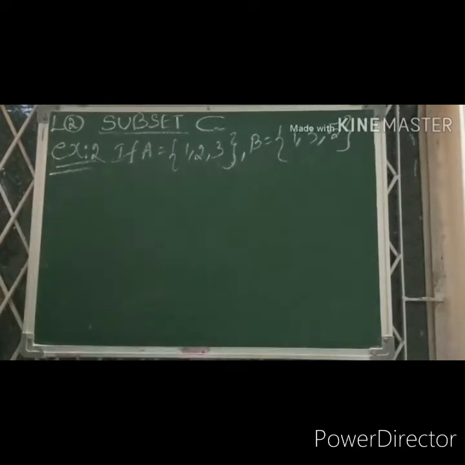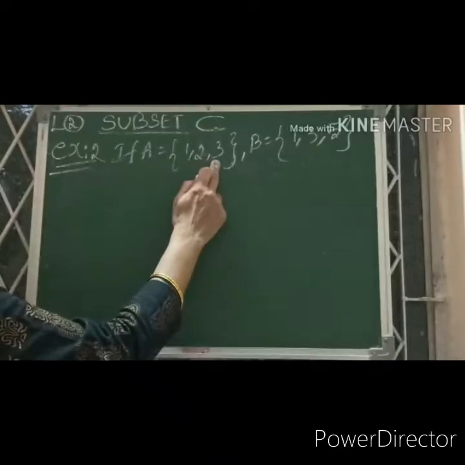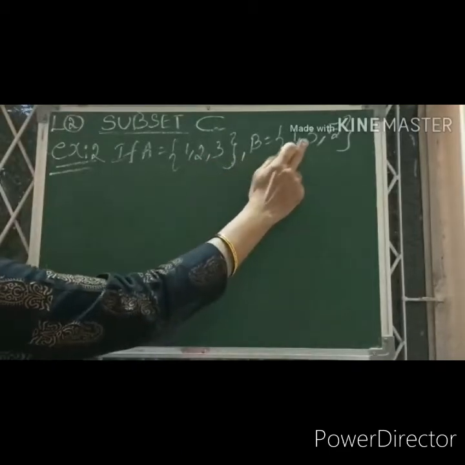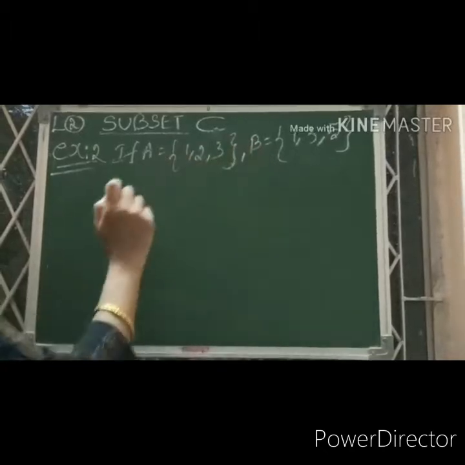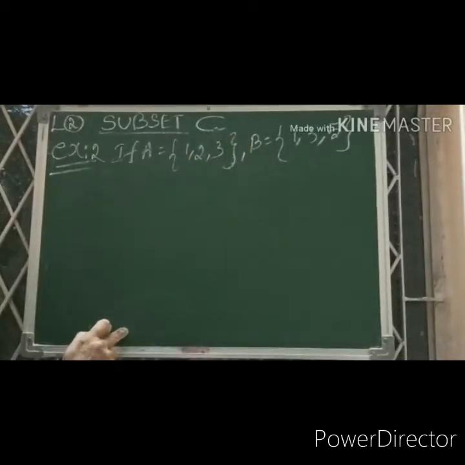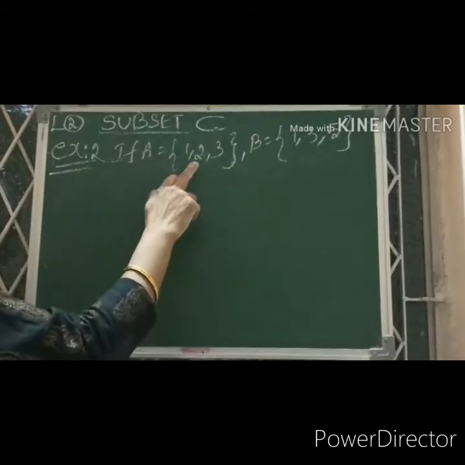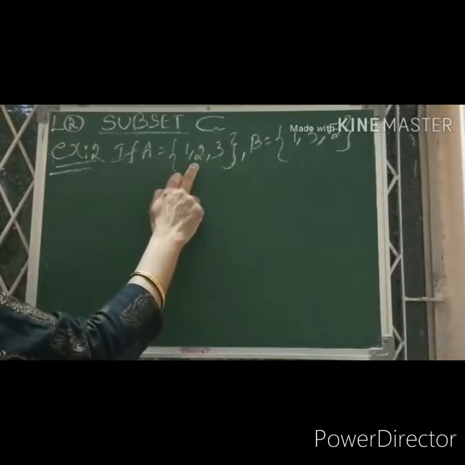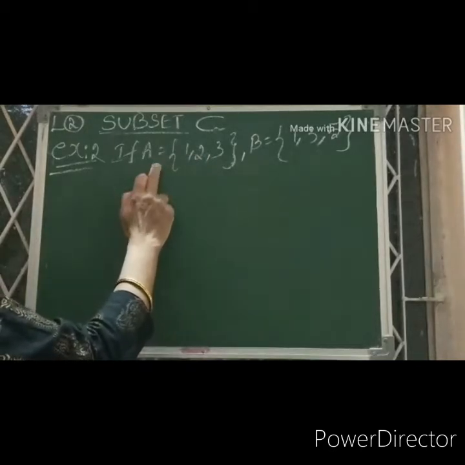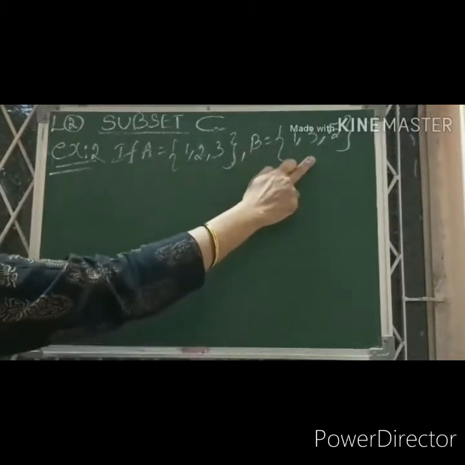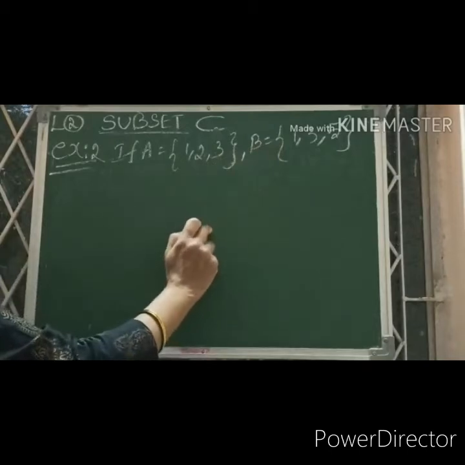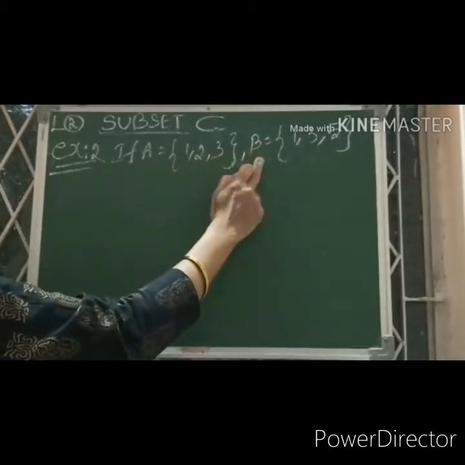See the second example. If A is equal to {1, 2, 3}, set B is equal to {1, 3, 5}. You have to check which set is a subset of what. Can I say set A is a subset of set B? No. Why? Element 2 belongs to set A, whereas element 2 does not belong to set B. Therefore, set A is not a subset of B.